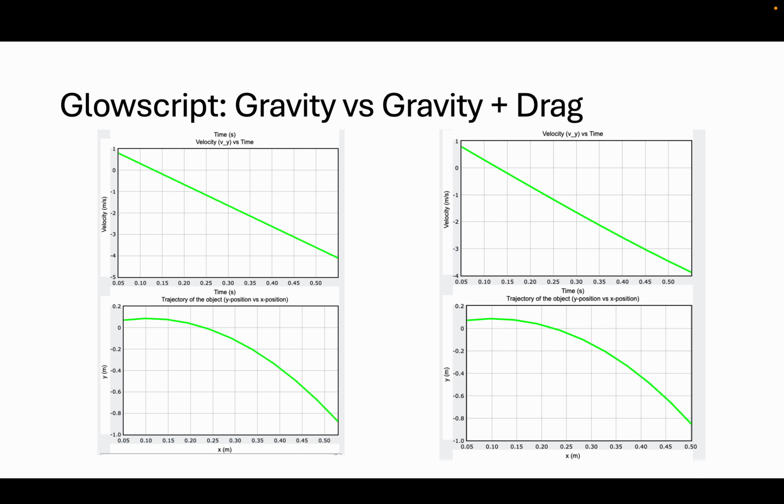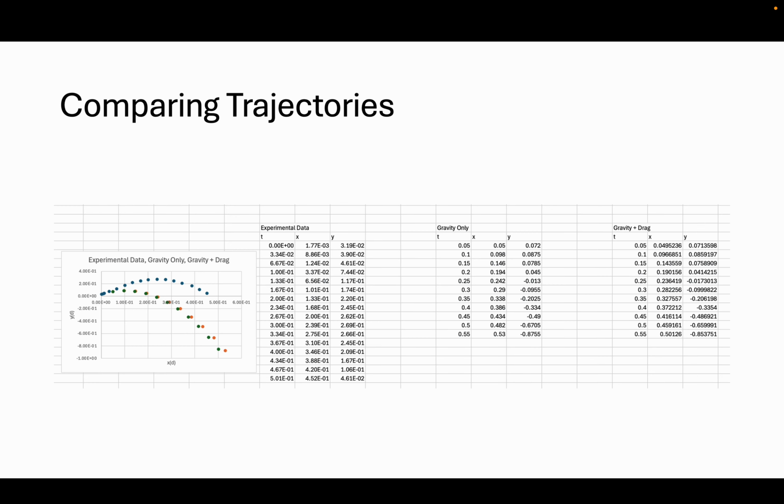Now let's compare the simulation results side by side. On the left, you see the gravity-only model. The velocity decreases linearly and the object drops very steeply. On the right, you see the gravity plus drag model. The velocity decreases more gradually, especially after the peak, and the trajectory is flatter and broader.